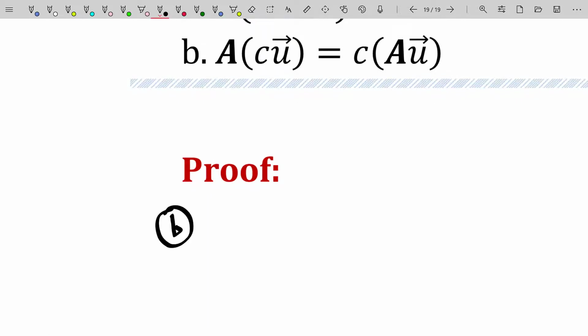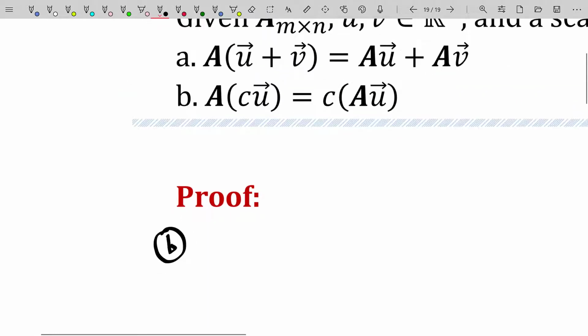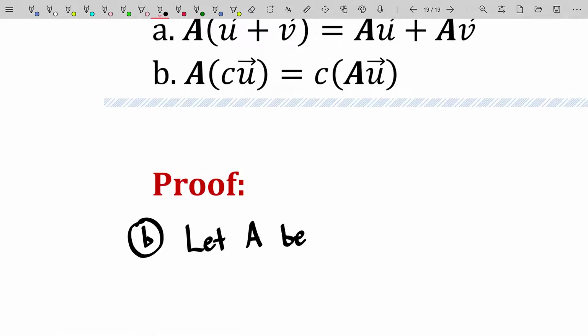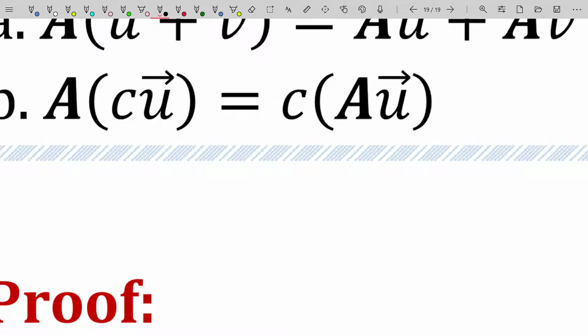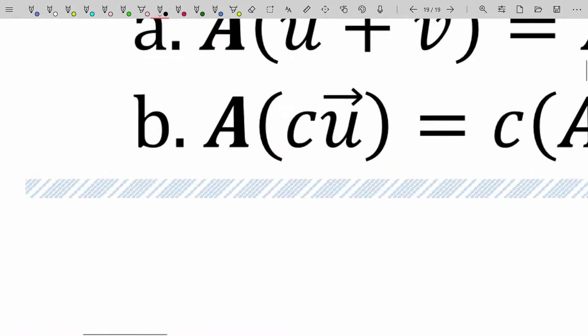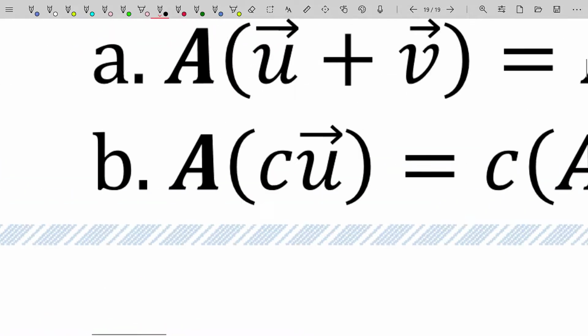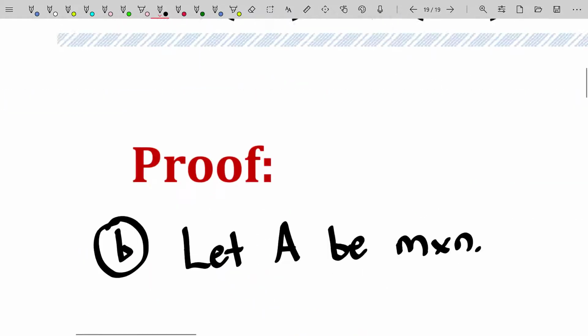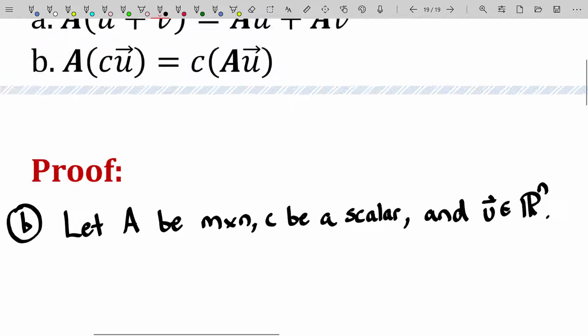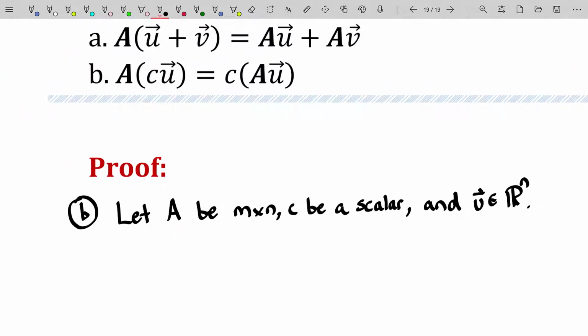So you're going to start with the fact that A is an m by n matrix, and look at the other structures within the claim that you want to prove. For example, c is a scalar and u is a vector in Rn. So I will go ahead and make those claims as well. Now, because you don't know the entries of the matrix A, nor do you know the entries in the vector u, you're going to create a sample of what those are going to be.